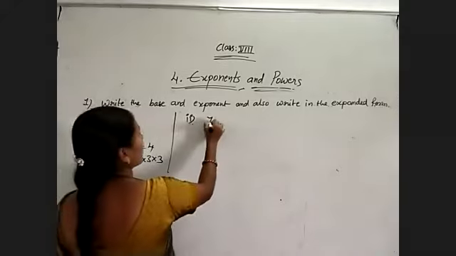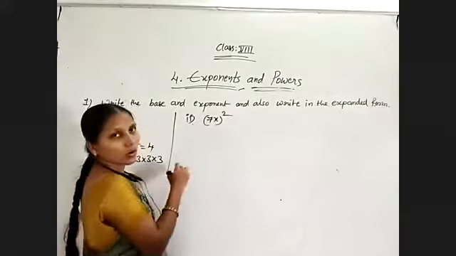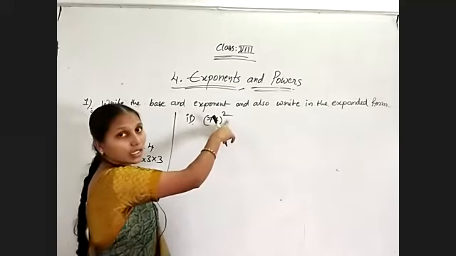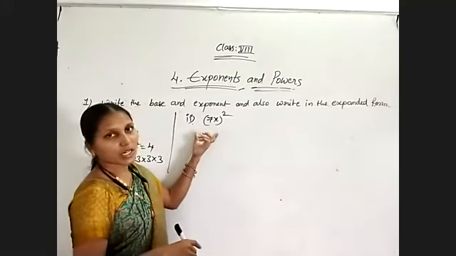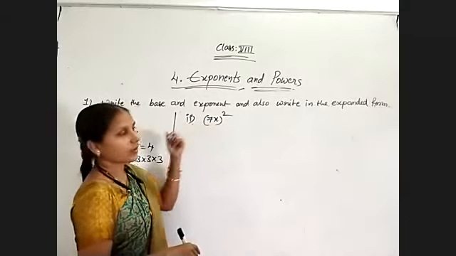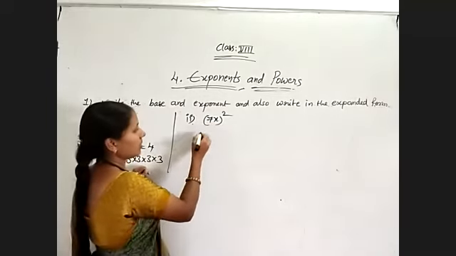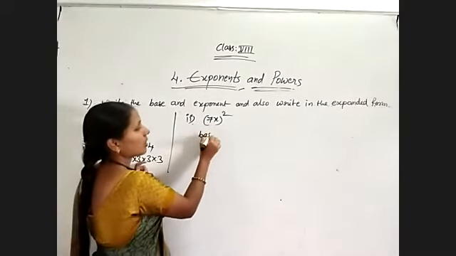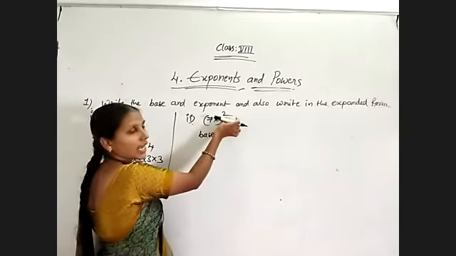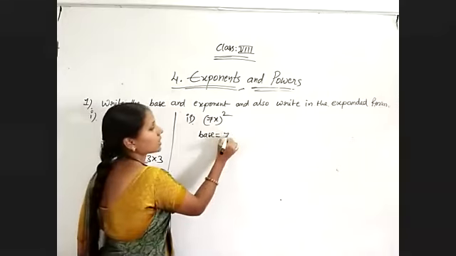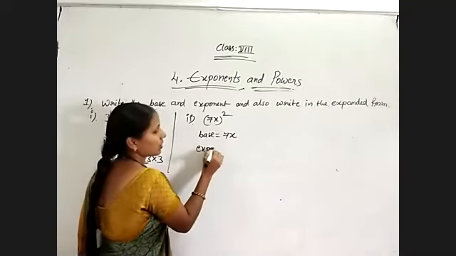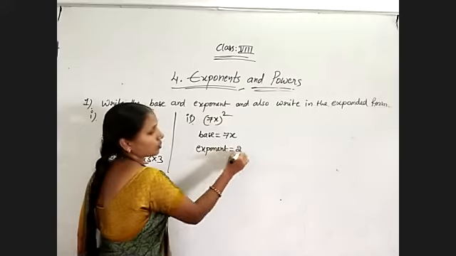Next, second problem: 7x whole square. For the complete term given, whole square. Just now I told you when the exponents are 2 and 3, we read them with the special names square and cube. Now I have 7x whole square. Write its base. What is its base? The complete term. For the complete portion we have the exponent. That means base is equal to 7x and exponent of that term is equal to 2.